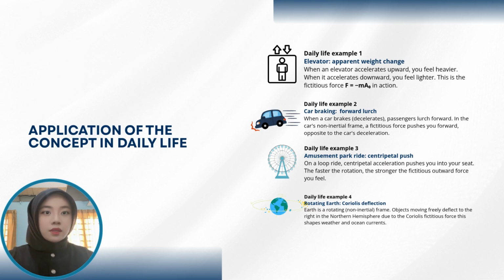Fourth example is the rotating Earth. The final example is the Earth's rotation. Earth is a rotating reference frame. Moving objects experience the Coriolis effect, which causes them to appear to deflect. This effect plays an important role in weather patterns, ocean currents, and even aircraft navigation.